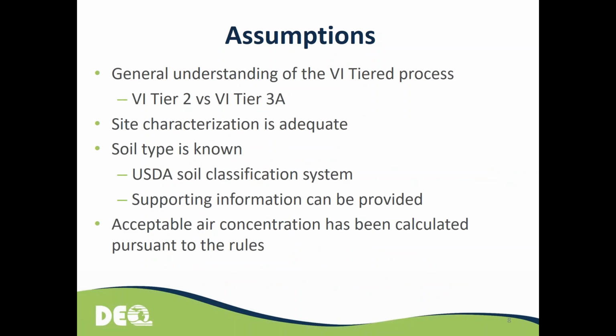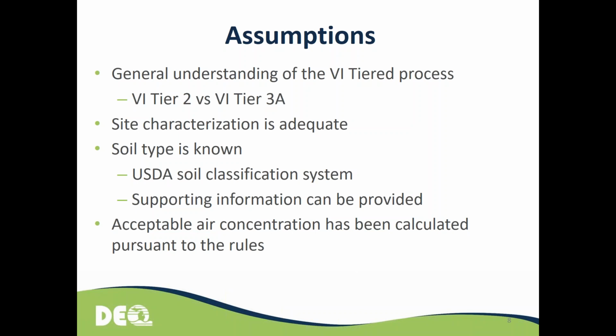The assumptions as we go through today's presentation are that you have read the VI Tier process and have a generic understanding of it. So we're not going to spend a lot of time talking about the difference between a VI Tier 2 and a VI Tier 3A, other than what we just talked about. It's also going to assume that the site characterization is adequate.